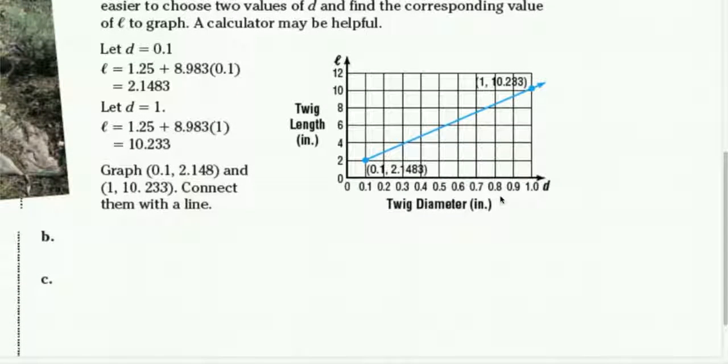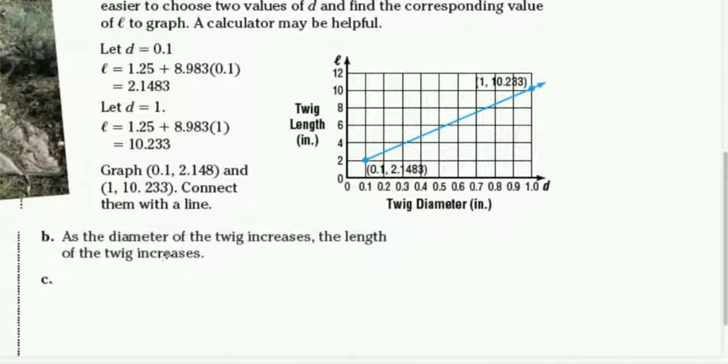And letter B, what it's asking is, describe the relationship between the twig's diameter and the length. As the diameter of the twig increases, the length of the twig increases. There is a direct relationship between the diameter of the twig and the length of the twig.